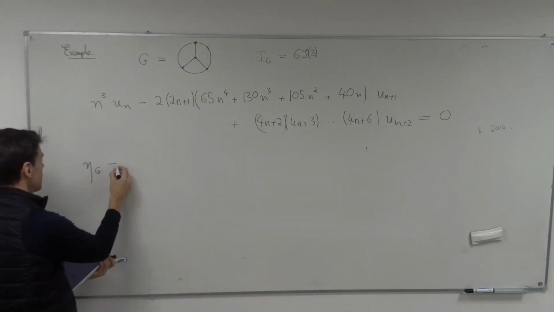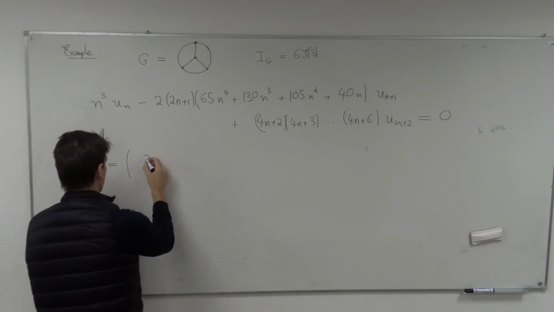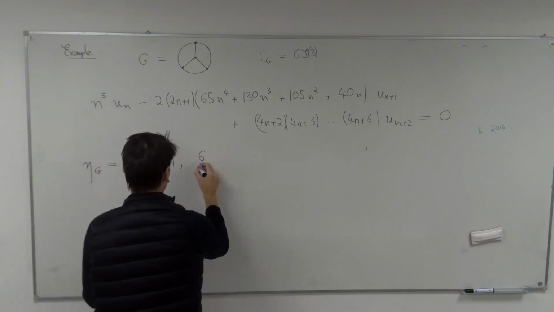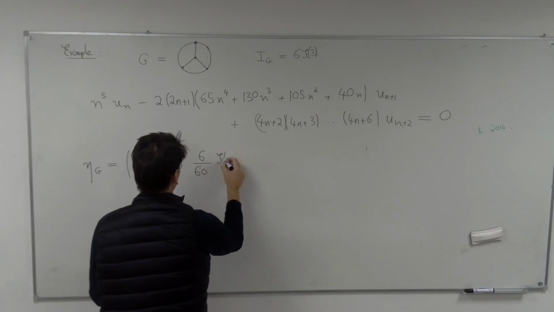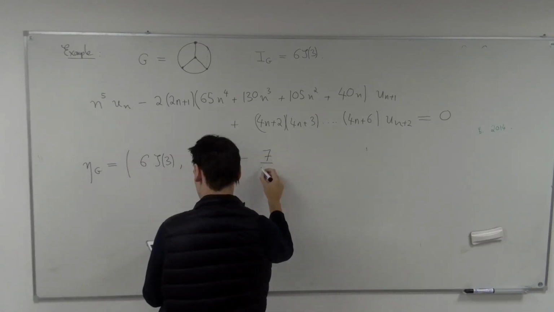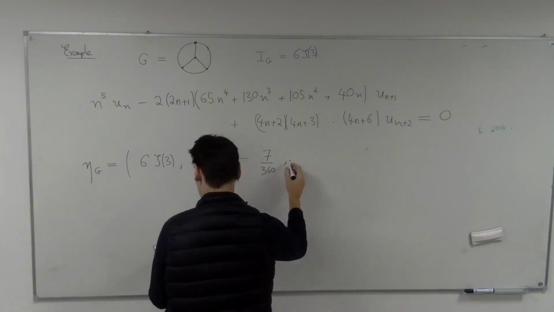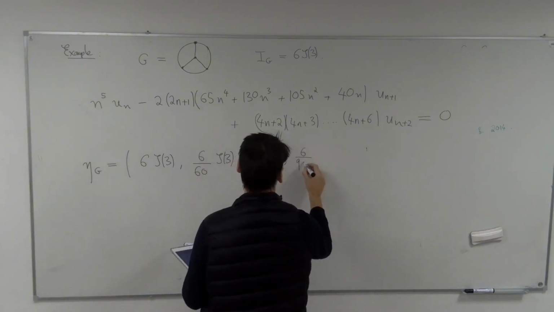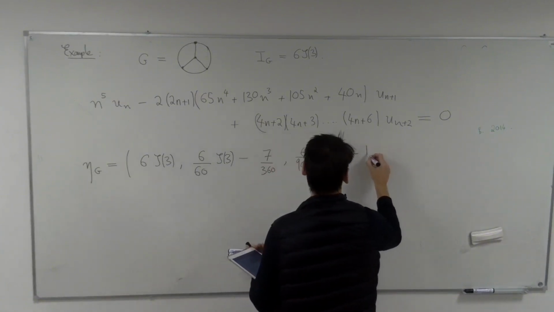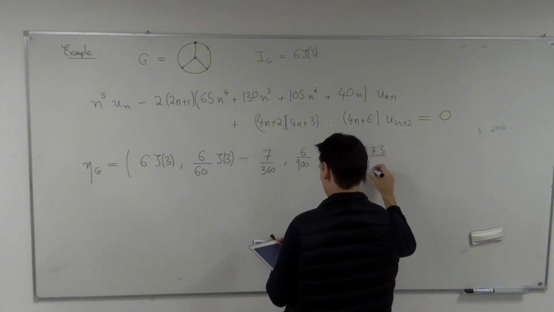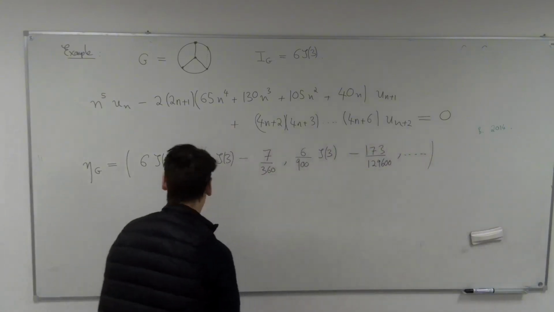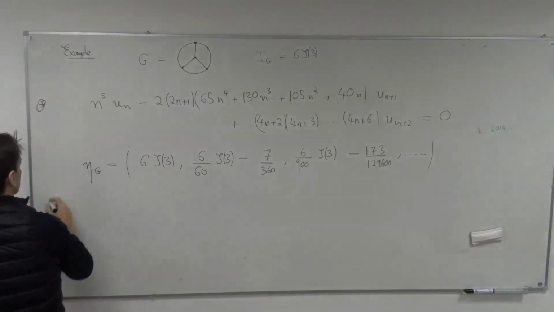So what's the sequence of Mellin moments? It's the residue 6 times zeta of 3, then 6 over 60 zeta of 3 minus 7 over 360, then 6 over 900 zeta of 3 minus 173 over 129,600, etc. And so this equation has 2 fundamental solutions.